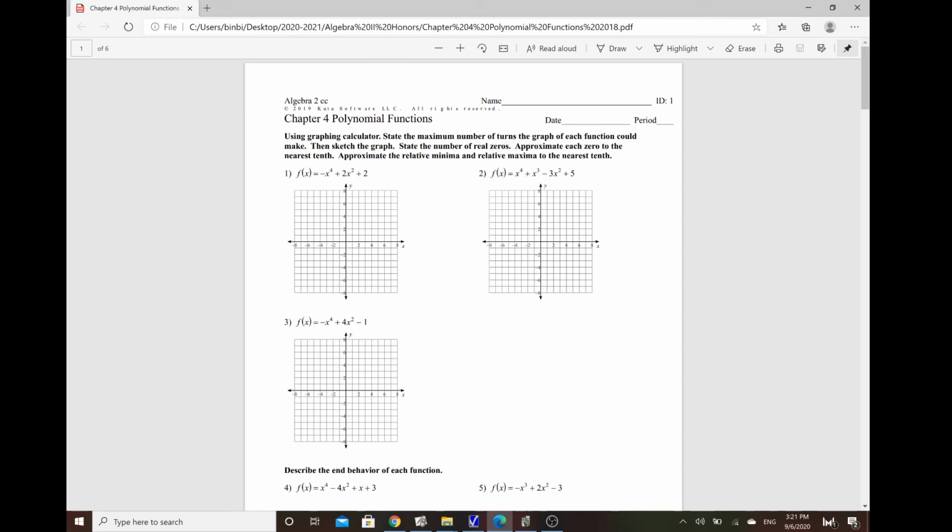Using a graphing calculator, state the maximum number of turns the graph of each function could make, and then sketch the graph. State the number of real zeros, approximate each zero to the nearest tenth, and also approximate the relative minima and the relative maxima to the nearest tenth. Again, minima is just the plural of minimum, and maxima is the plural of maximum.